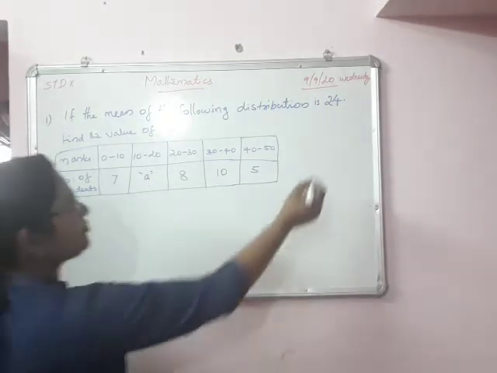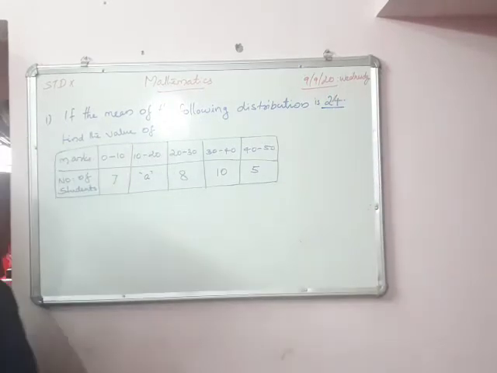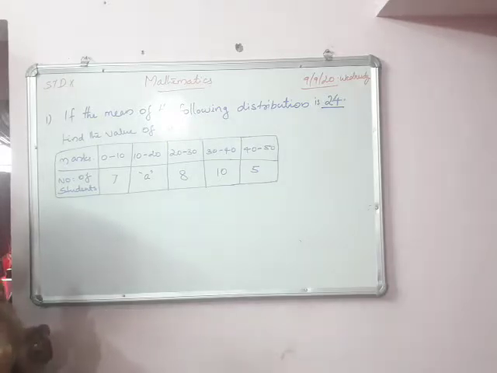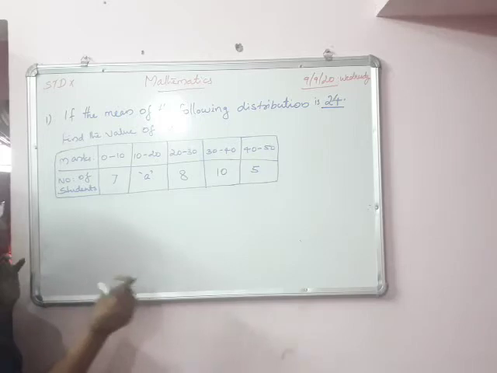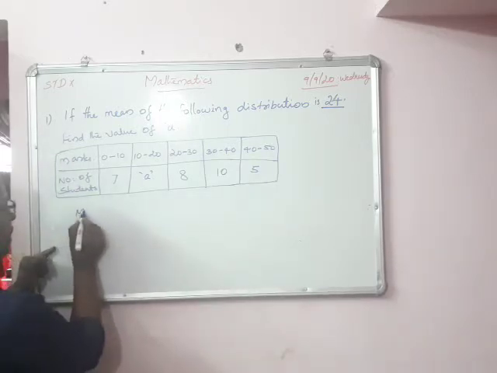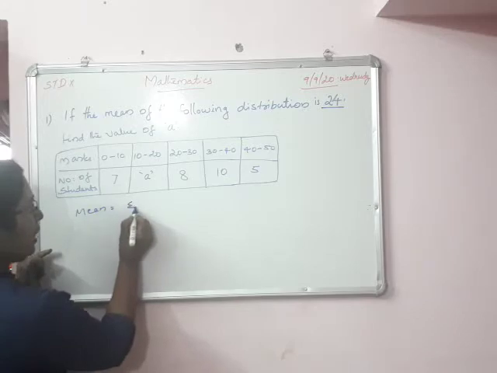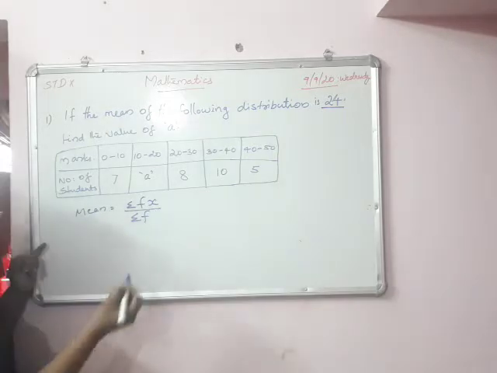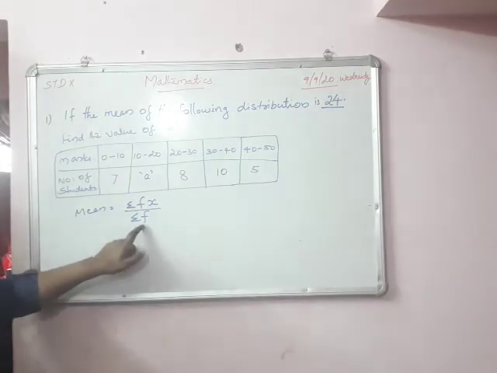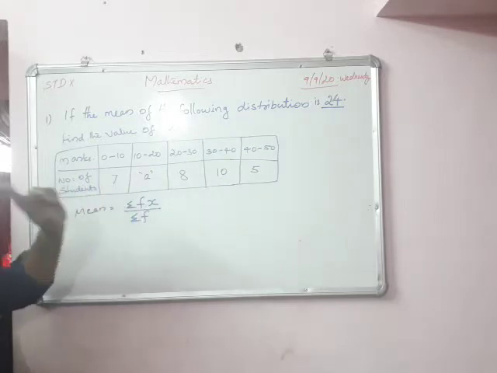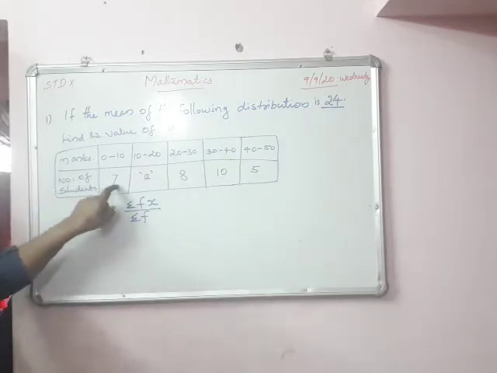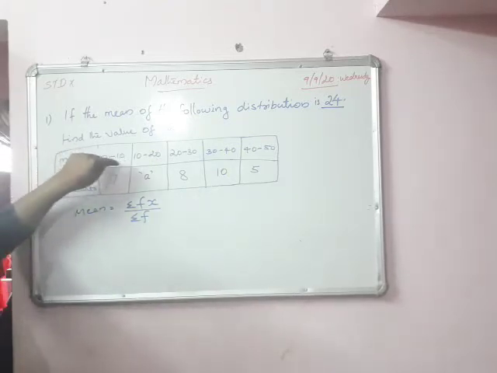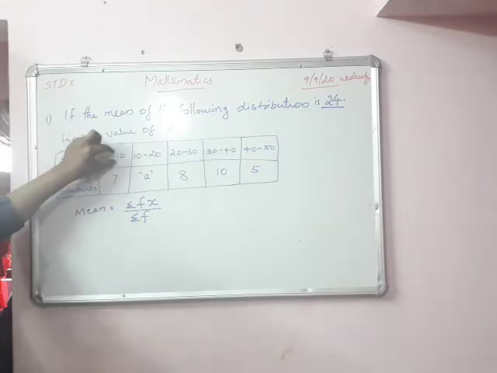Here the mean is given, that is 24, already given in the question. How can we solve it? First, we use the formula for finding the mean: mean is equal to sigma fx divided by sigma f, because here f, frequency, is given. That is how we identify which formula to use. Here, instead of x, the class interval is given, so we have to find x from the class interval.